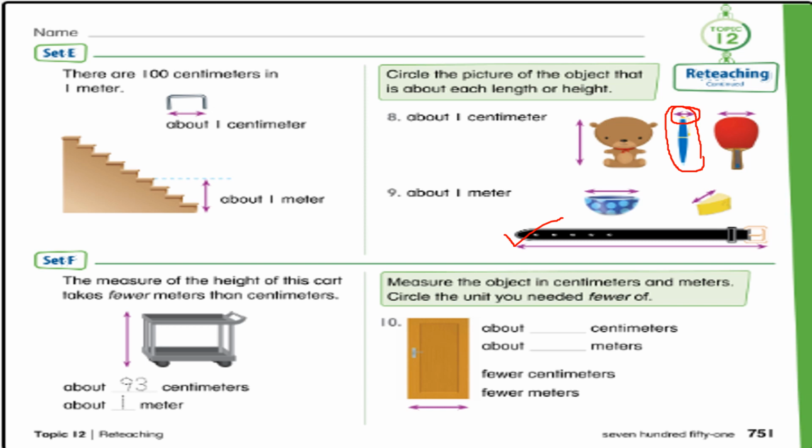Then you have to measure the object in centimeters and meters. Circle the unit you need fewer of. Fewer means less. Here I have to give you a clue again that we studied. The bigger the unit, the fewer of it we will use. So in centimeter and meter, which one is bigger? Excellent, meter. So you will use fewer meters, right?